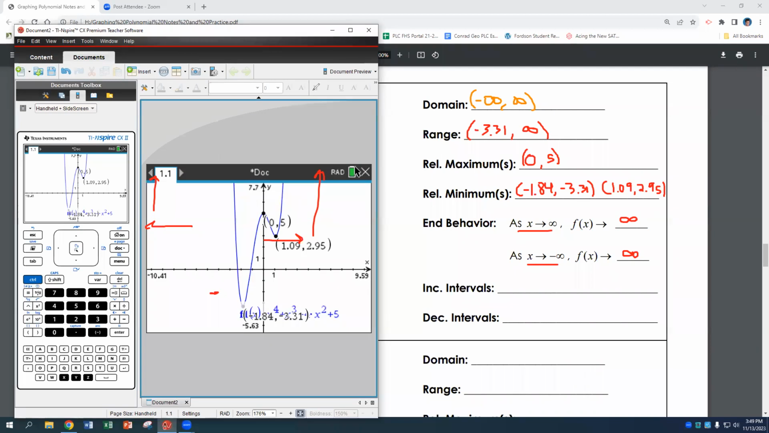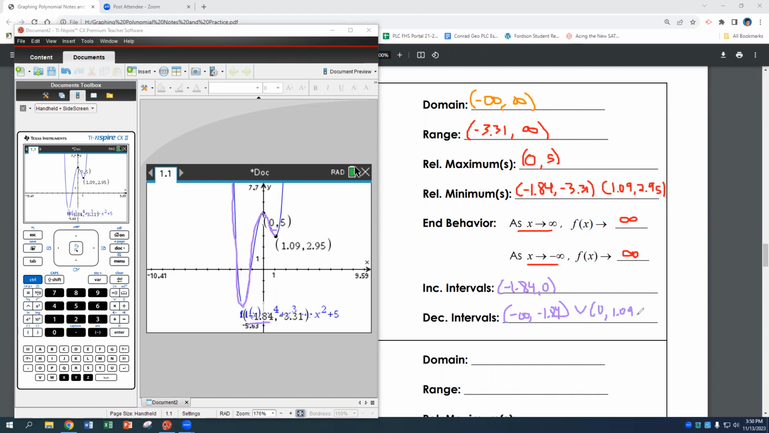And then our increasing intervals and decreasing intervals. We're decreasing here. We're going down, down, down until we reach negative 1.84. So we're decreasing from negative infinity all the way until we reach negative 1.84. And then we have a turning point. So now we start going up, up, up. So we go up from negative 1.84 until we reach 0. And now we're going down, down, down from 0 until we reach 1.09. And then we're going up again from 1.09 until infinity. Okay, so there you go.